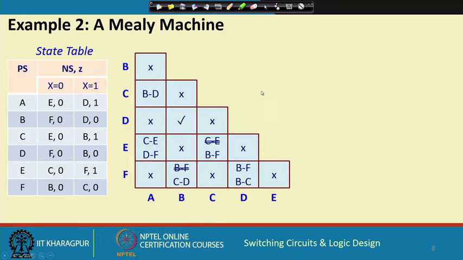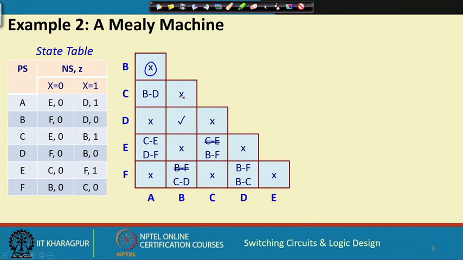Let us take another example, a smaller example of a Mealy machine, where there are 6 states and there is one input x. So, the next state and the output are both shown. So, for this the implication chart is shown in a similar way. So, all these state pairs are shown. You see A and B, they are not compatible because for this the outputs 1 and 0 are different. Similarly, A and D are not compatible, 1 and 0. Then A and F are not compatible, 1 and 0.